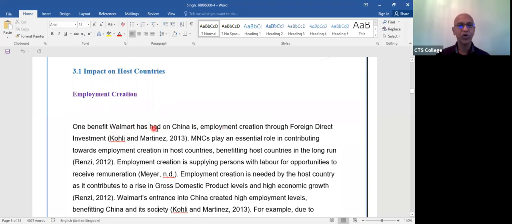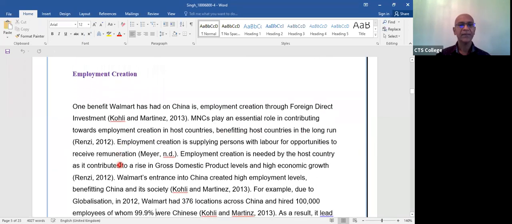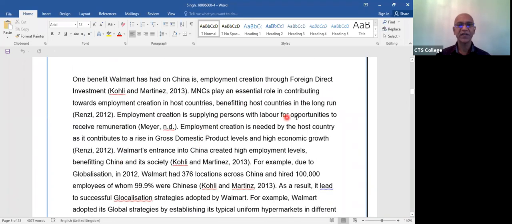One benefit of Walmart in China is job creation through FDI. That's a good point. MNCs play an essential role in contributing toward employment creation in host countries, benefiting host countries in the long run. Employment creation is supplying persons with labor opportunities to receive remuneration. I like that the student has defined job creation.